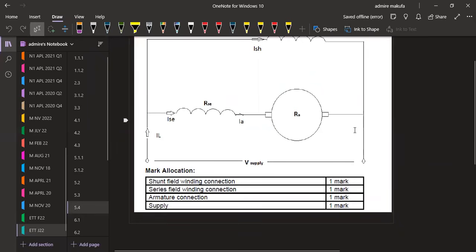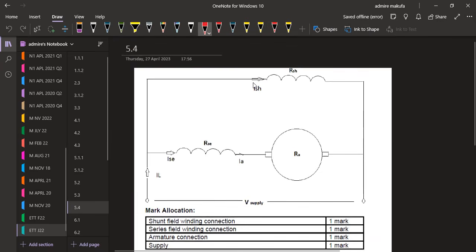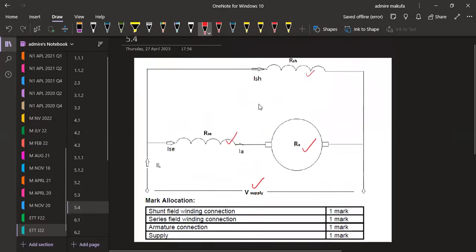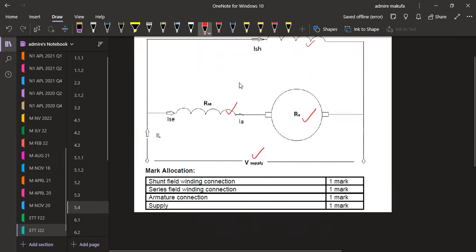What they are actually testing you on in this case is the shunt field winding connection, the series field winding connection, the armature connection, and also the supply. So this is what they test you: the supply, the armature, the series winding connection, and this shunt connection. So you're supposed to show your connections properly to obtain full marks for this one.